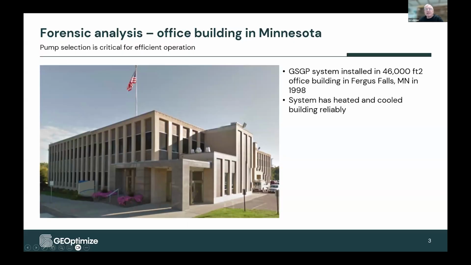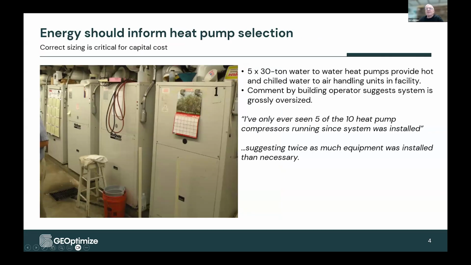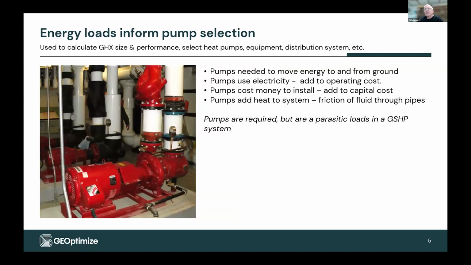This is an example of a building, about a 46,000 square foot building that we did some forensic analysis on in Fergus Falls, Minnesota. They had 150 tons of heat pump equipment in there, 10 compressors in 5 heat pumps. And it was kind of revealing that when I talked to the building operator, they said the most compressors he's ever seen running since the system was installed in 1998 was 5 out of the 10 compressors, kind of suggesting that the system was grossly oversized by at least double.